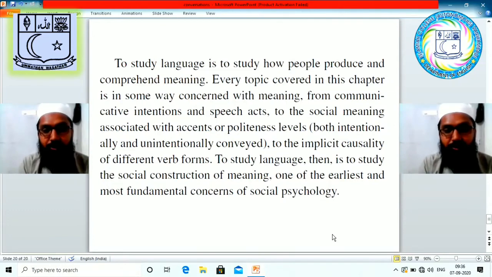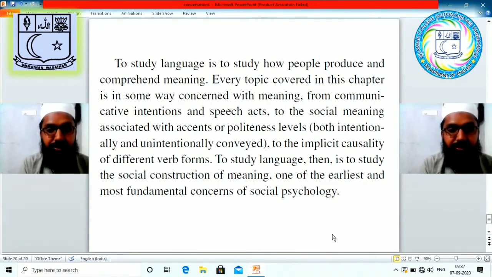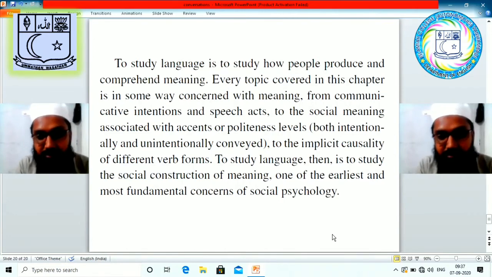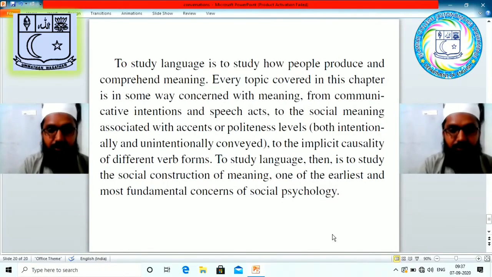To study language is to study how people produce and comprehend meaning. Every topic covered in this chapter is in some way concerned with meaning, from communicative intentions and speech acts to the social meaning associated with accents or politeness levels, both intentionally and unintentionally conveyed, to the implicit causality of different verb forms. To study language, then, is to study the social construction of meaning, one of the earliest and most fundamental concerns of social psychology.